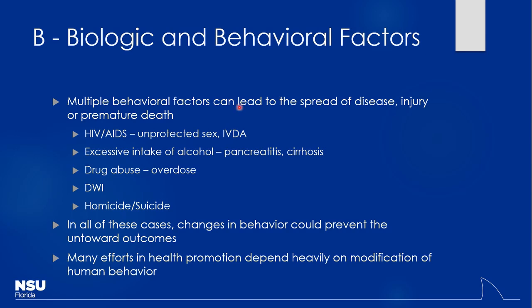Looking at some other things here, other behavioral factors that can help with the spread of disease. How about things like HIV and AIDS? Obviously, we know things like IV drug abuse has led to the spread of that. Unprotected sex potentially has led to some spread of that. Things like excessive intake of alcohol. Not that any of you would ever know anything about that, but what are some things that could lead to?